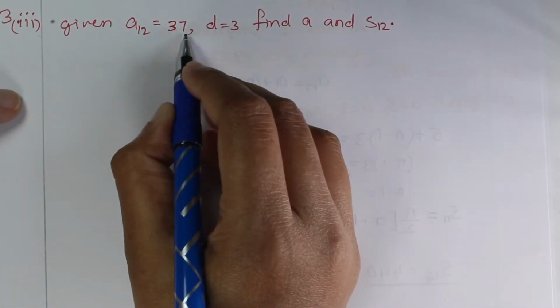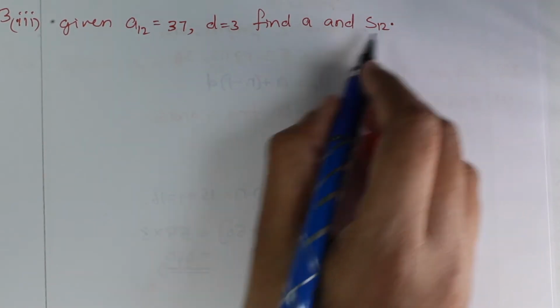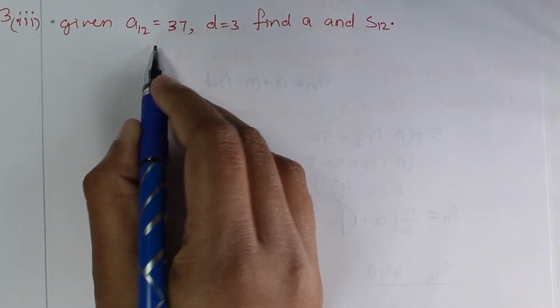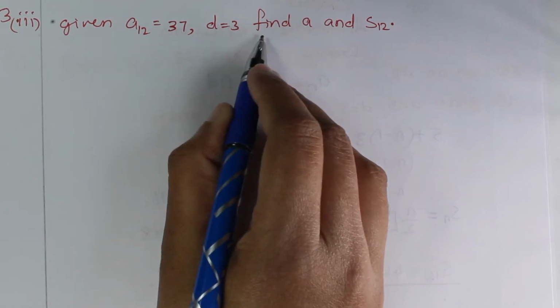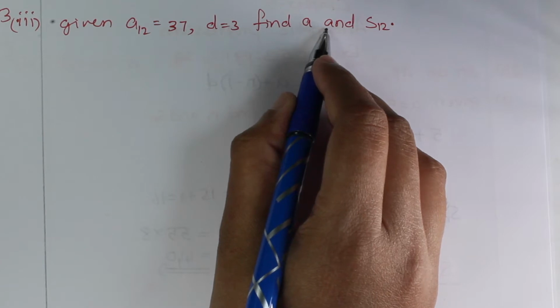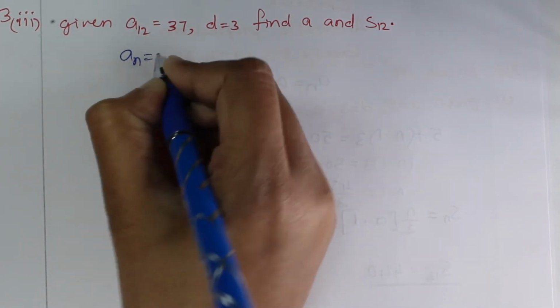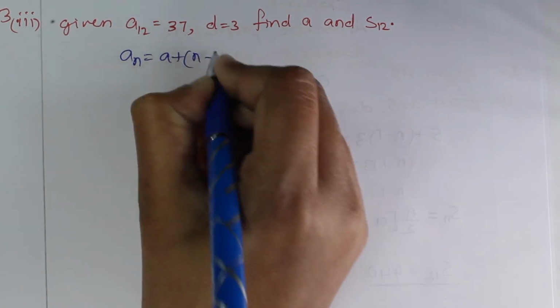Given a12 = 37, d = 3, find a and S12. First of all, he has given the 12th term is 37 and we know the common difference d is 3. We have to find out the first term. So which formula can we use here? You are right, an = a + (n - 1) d.